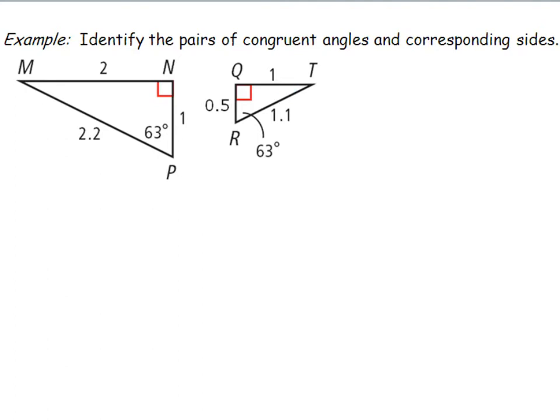So if we're going to write down our pairs of congruent angles, I would say that angle M would be congruent to angle T. Angle N, the right angle on the first one, is congruent to angle Q. And angle P is congruent to angle R. So those are my corresponding angles, my congruent ones. And then we're going to go ahead and list the corresponding sides.